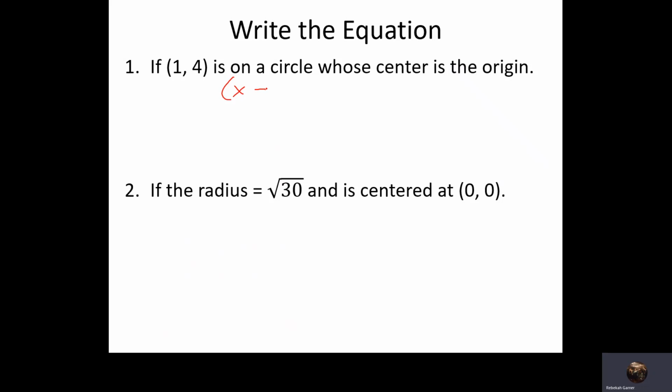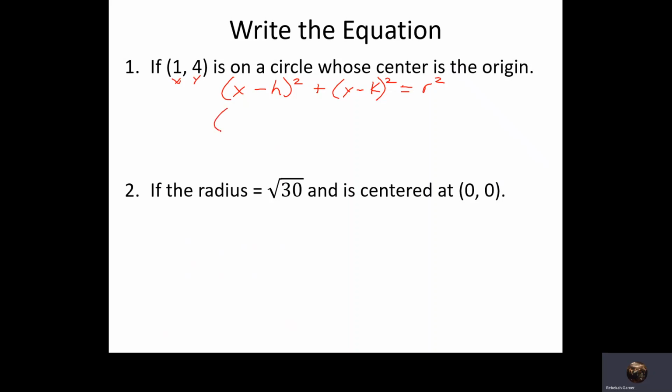X minus h squared plus Y minus k squared equals radius squared, okay? All right, then it's giving me a point, so where should I plug that point in? So the X and Y, right? These are just an X and a Y.